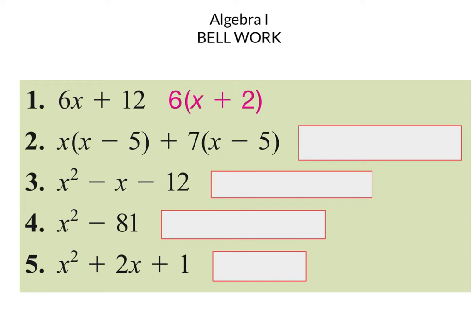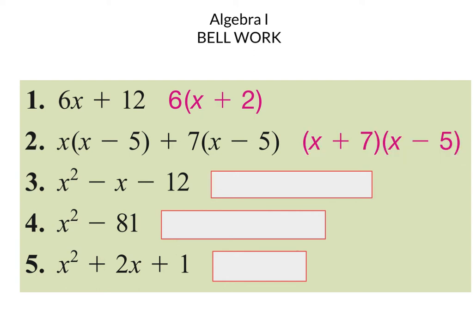Number 2 looks like they actually started a grouping. This is what your groupings are going to look like. Again, you're going to look for a common factor. What is your common factor here? It's a binomial. Your group is your actual common factor, x minus 5. And when you pull that out, you will be left with x plus 7. Neither one of those can do anything else.